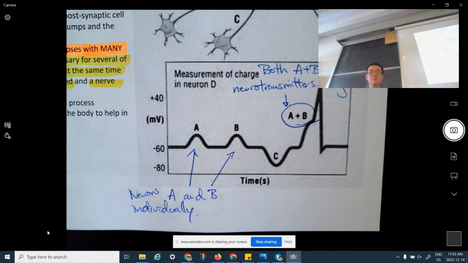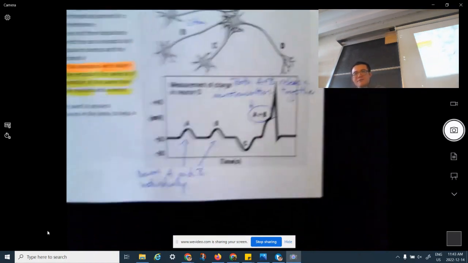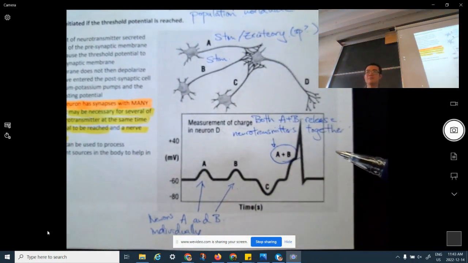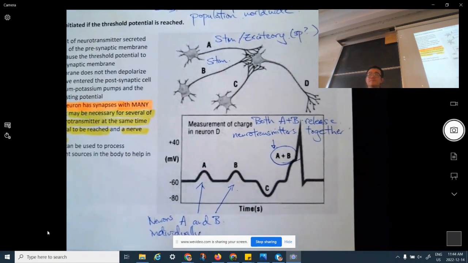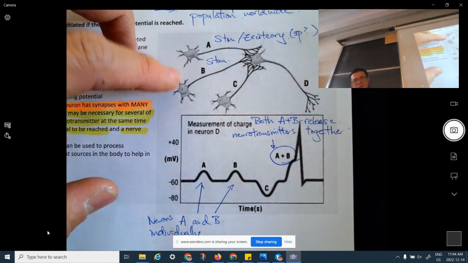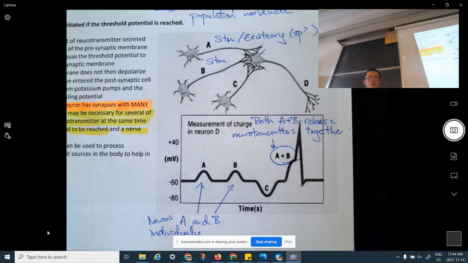Now, any questions so far? So what's the deal with neuron C then? I'm going to ask you guys. Why is there a dip down? Why do you think there's a dip down? If neuron A and neuron B stimulate or excite the other neuron, what does it look like neuron C is trying to do?